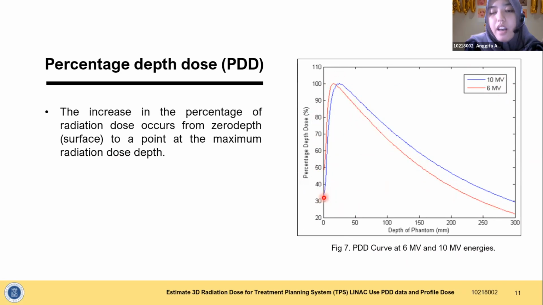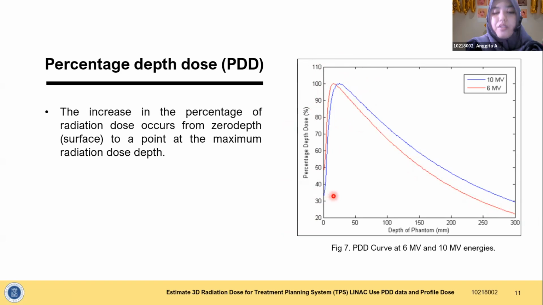And the higher energy will result in a higher percentage of radiation dose. And the lower energy causes a smaller percentage of radiation dose at each depth point. This can be seen from the Compton effect. If the energy used is higher, there will be more opportunities for ionization, thus causing the percentage of radiation dose to also increase.